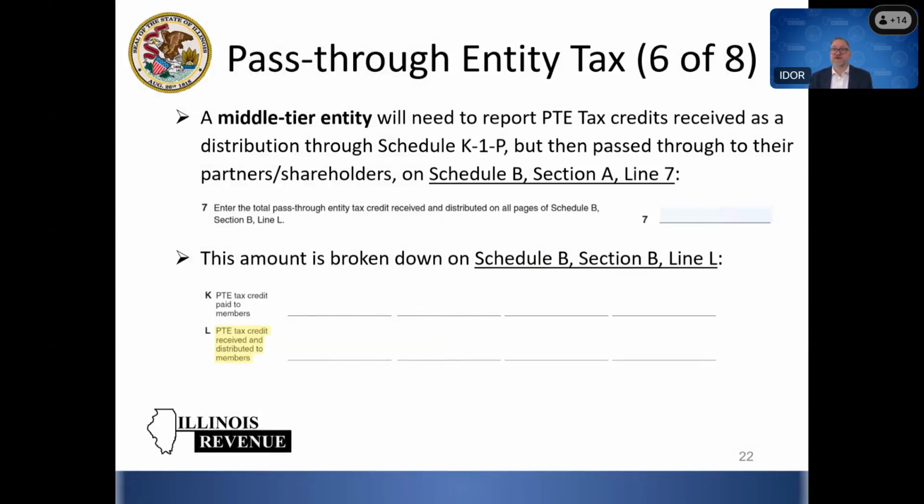For a middle tier to report pass-through entity tax credit, which they have received but are simply flowing through to a higher tier, you're going to list the total amount of PTE credit received but being distributed on Schedule B, Section A, line 7. Then the amount of received and distributed PTE to each partner or shareholder should be reported respectively on the column in Schedule B, Section B, line L.